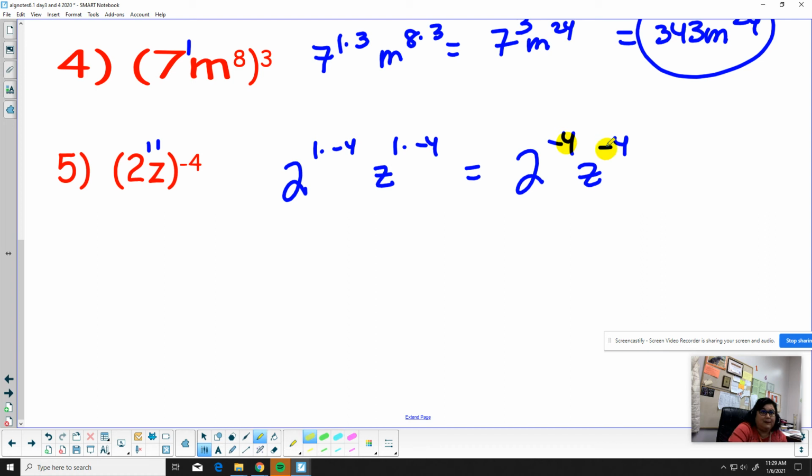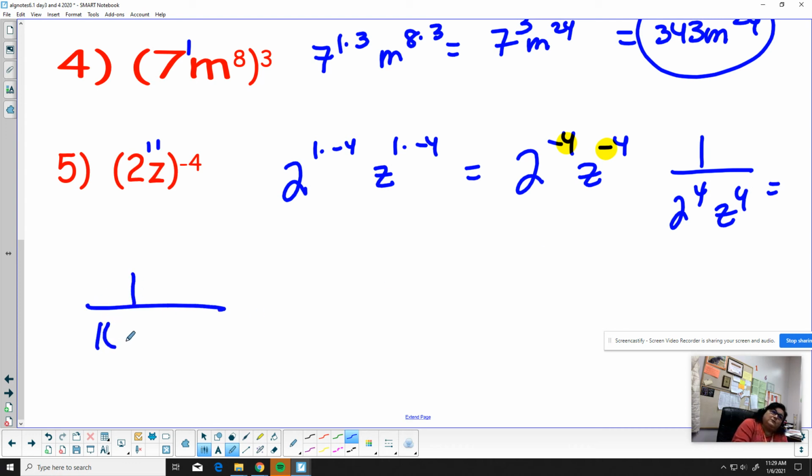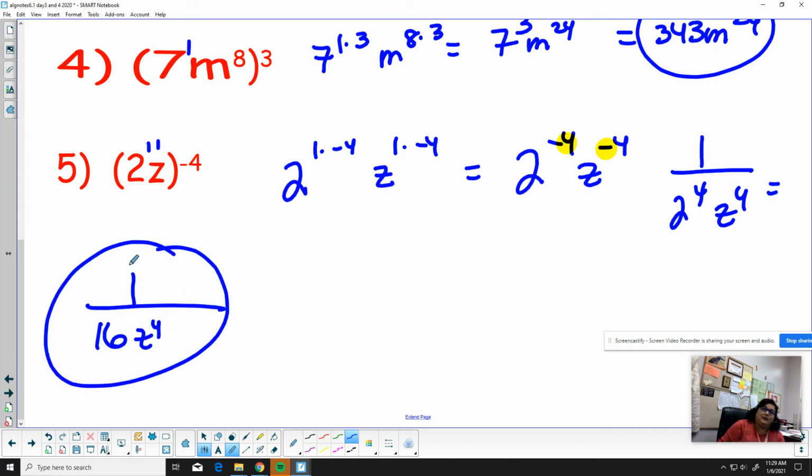These are both unhappy, so they have to go to the denominator. So 1 over 2 to the 4th and z to the 4th. So 1 over 16 z to the 4th is my answer. 2 to the 4th, I believe, is 16. Yeah, it is. Okay, so first I multiplied the exponents, then I made them happy by moving them to the denominator, and then I evaluated them.